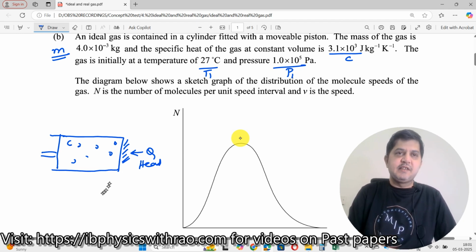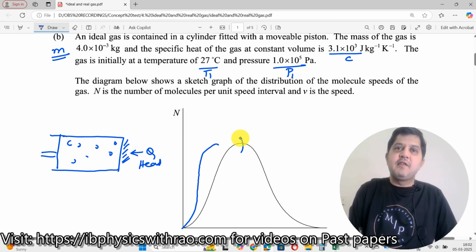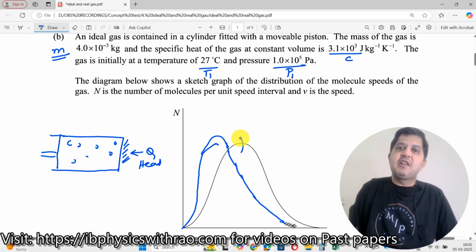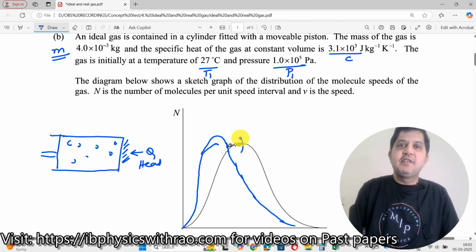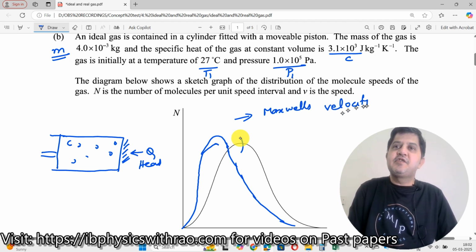with random velocities. Initially, the molecules would have been moving at lower velocities, but since you heated it, they move at much higher velocities, right? Therefore, now what should happen to the velocity? The velocity here at initial temperature was at this point. Now a larger fraction of these molecules will move faster. The graph will tend like this over here, and it will become a bit asymmetric like this, which means it shifts backwards. This is in accordance with Maxwell's velocity distribution curve.